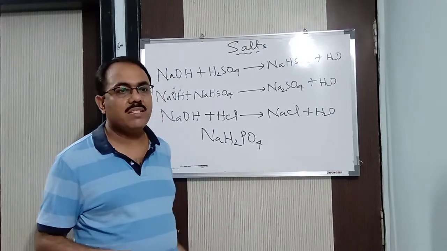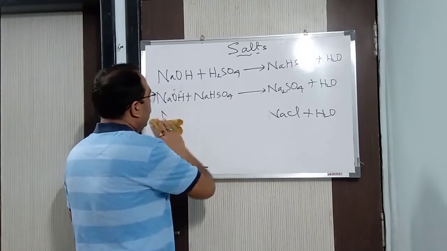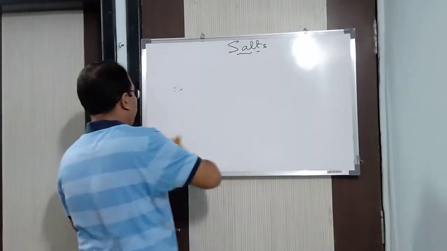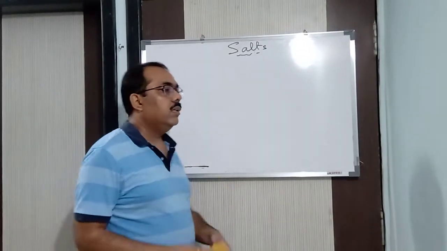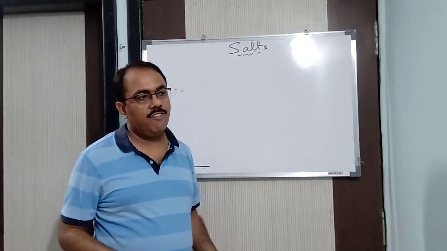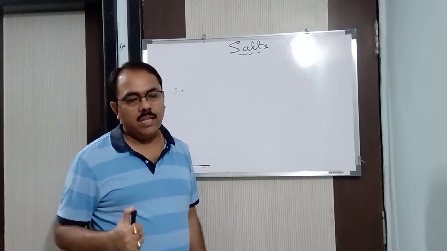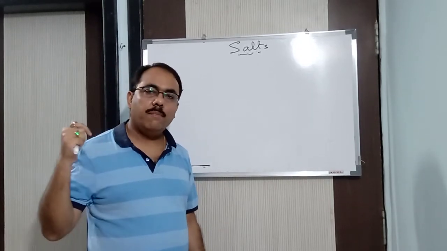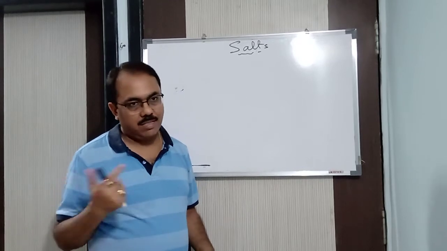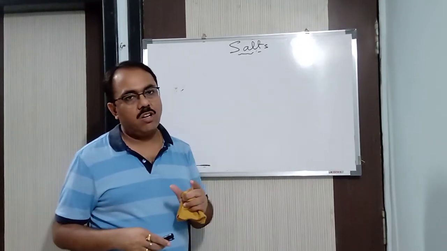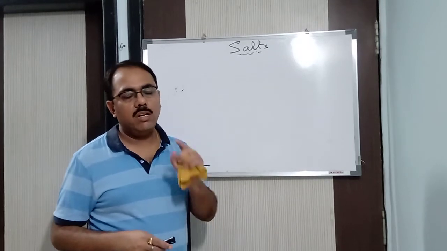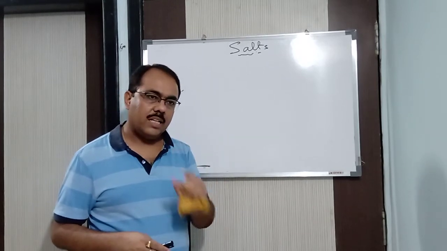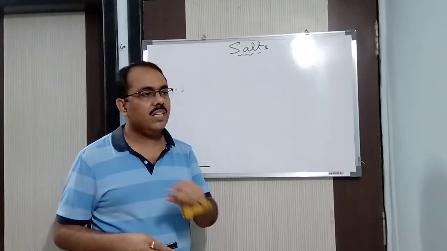Next we will come to basic salt. Some other salts are also there. So what is a basic salt? A basic salt is a salt formed by the partial replacement of hydroxyl ions of a triacidic base or a diacidic base by an acid. Again I repeat, a basic salt is formed by the partial replacement of the hydroxyl ions of a triacidic or diacidic base with an acid.